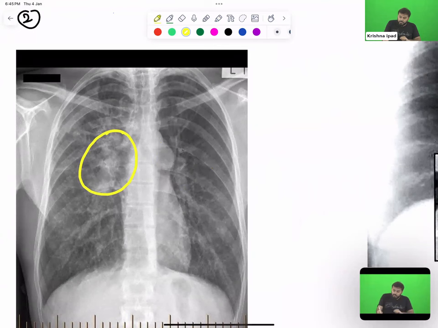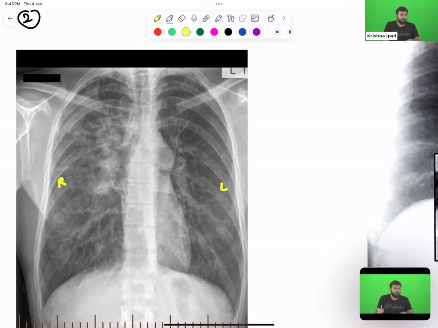Now, in this hilar region, there are some swellings. Where is the swelling? Now, don't tell me this is a swelling. No, this is not a swelling. That is the arch of the aorta which is coming down. That is not a swelling, okay? Now, tell me, where are the swellings here? Let me tell you, this is the right and this is the left. Tell me.